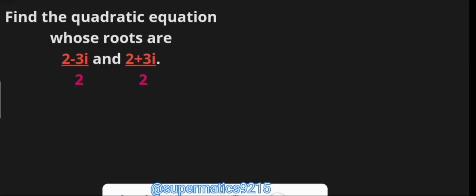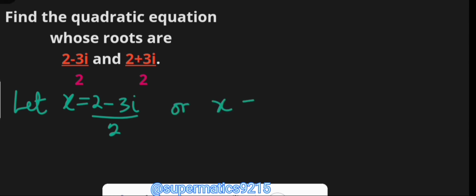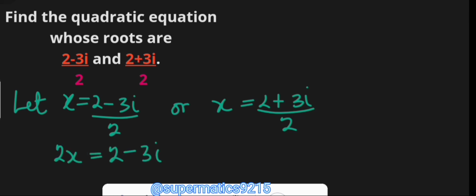To find the quadratic equation whose roots are (2 minus 3i)/2 and (2 plus 3i)/2. These are complex roots. Let the quadratic equation be in x, so that x is (2 minus 3i)/2, or x is (2 plus 3i)/2. Cross multiplying in both cases gives 2x equal to 2 minus 3i in the first instance, or 2x equal to 2 plus 3i from the second root.